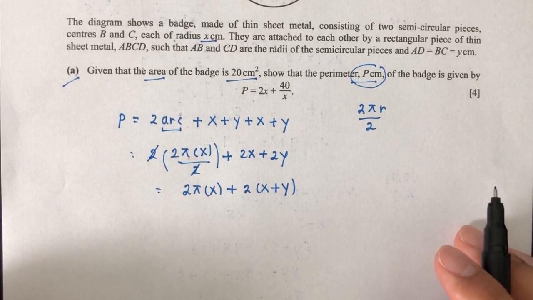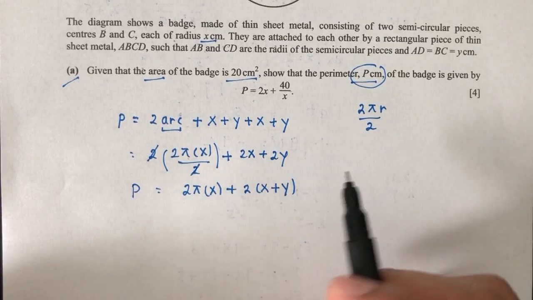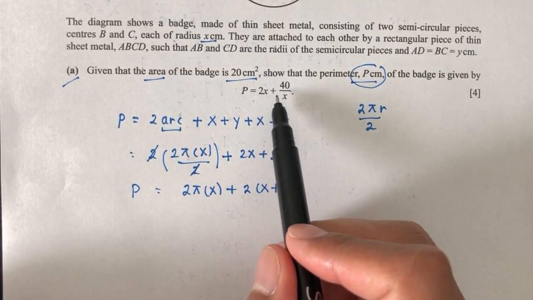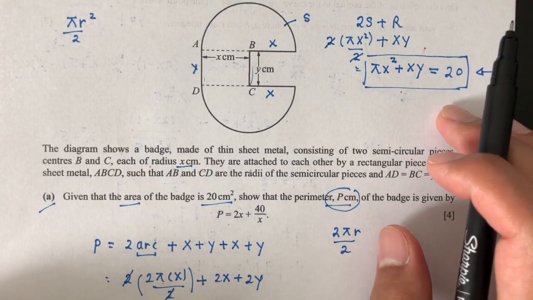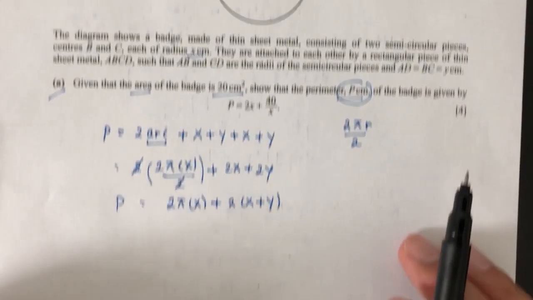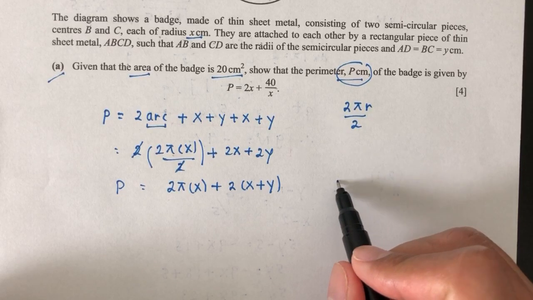So now you have to show that this is P. You have to show that P equals 2x plus 40 over x. So from the first equation here, we have something. We can write this down over here and compare.